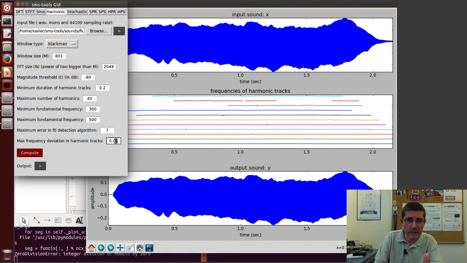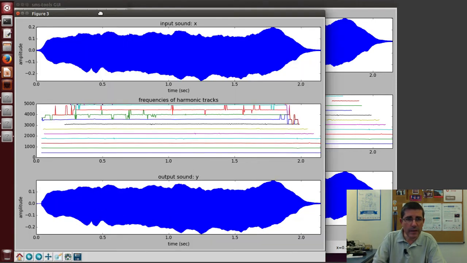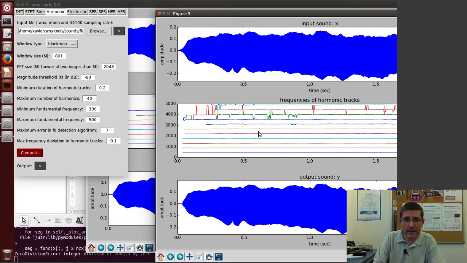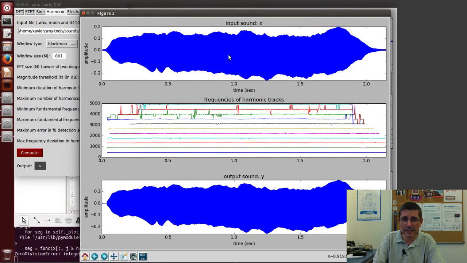So for example, if we put 0.1 here and we compute it again, now we are allowing these higher harmonics, which are very unstable, to appear more. But of course, all these jumps are not really that good. That means that these harmonics are not really stable, so they are buried in the noise or this breath that we also hear.